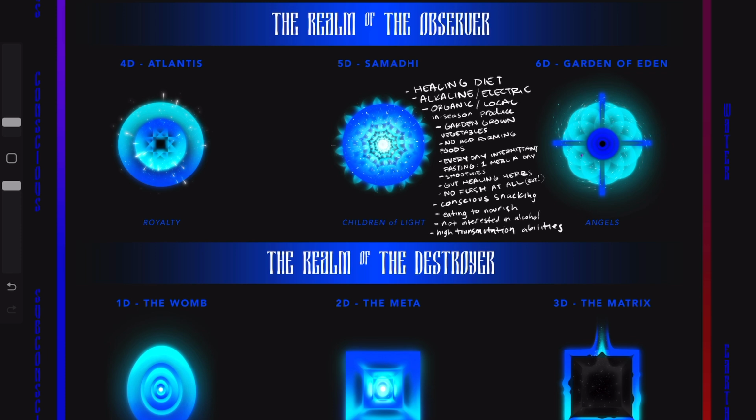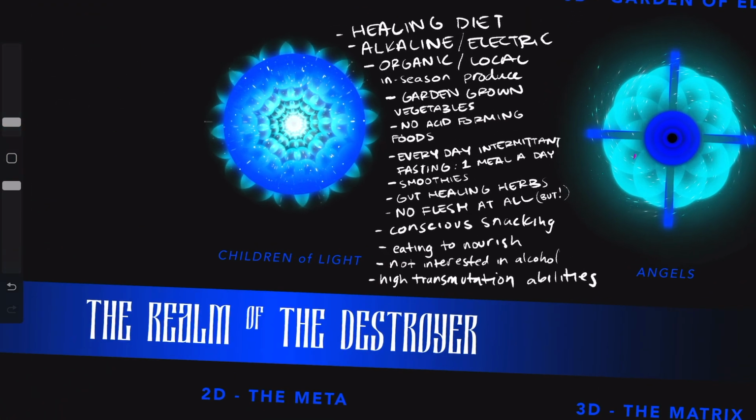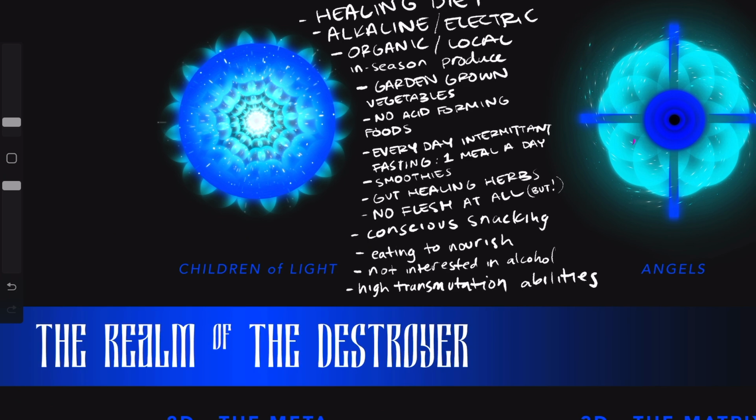You completely stop eating acid forming foods. Every day is like your intermittent fasting. And the 5D diet takes a lot of discipline to maintain. And that discipline is, again, training the mind.